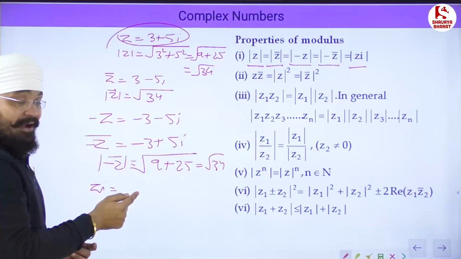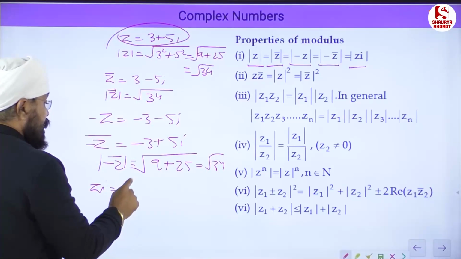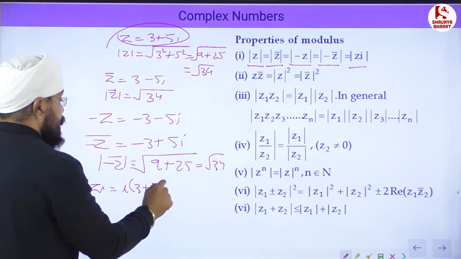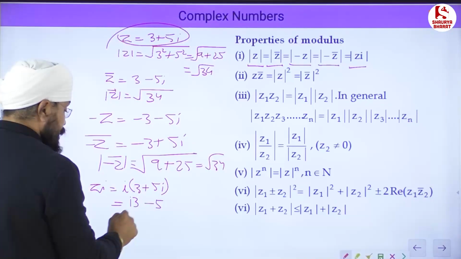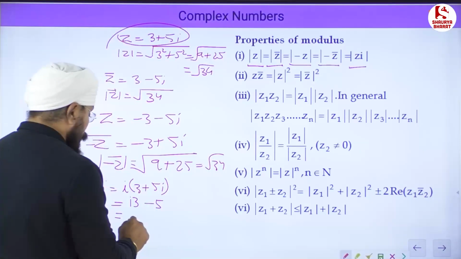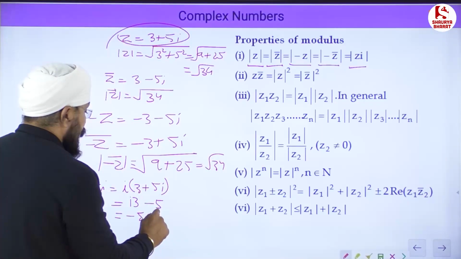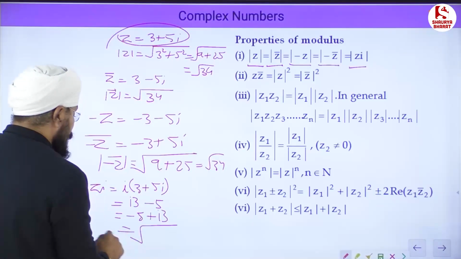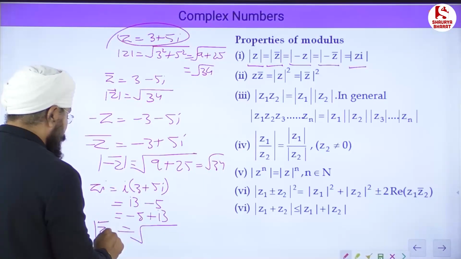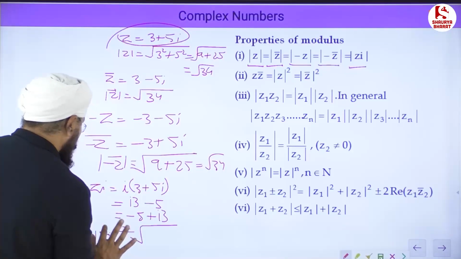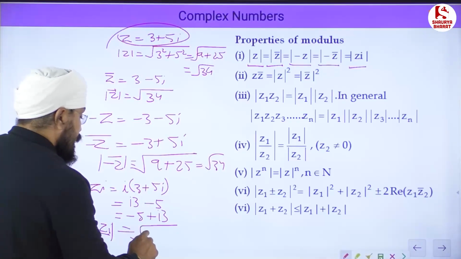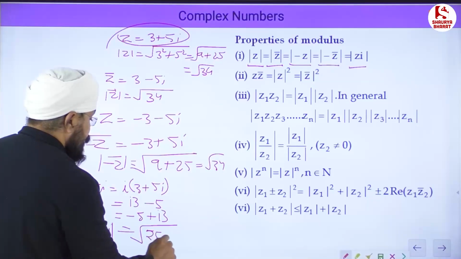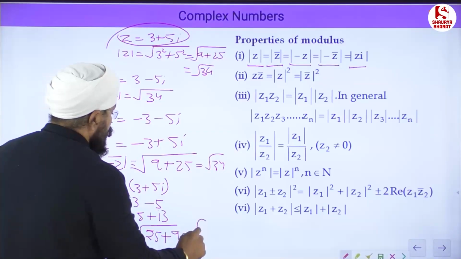And in the last one, if you see z into iota, means z was this number, and if I multiply iota, this becomes iota into 3 plus 5 iota, which is iota 3 minus 5, because iota square is minus 1. So minus 5 plus iota 3, which is again will give you the magnitude of this iota into z. If I take magnitude of this iota z, we are getting 5 square 25 and 3 square 9, it is also root 34.